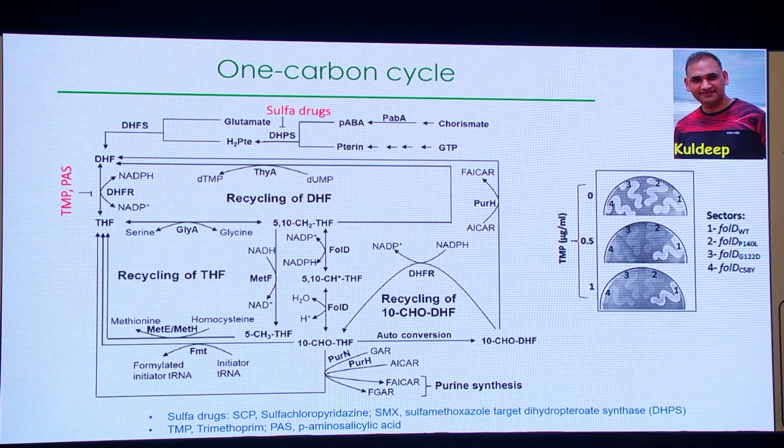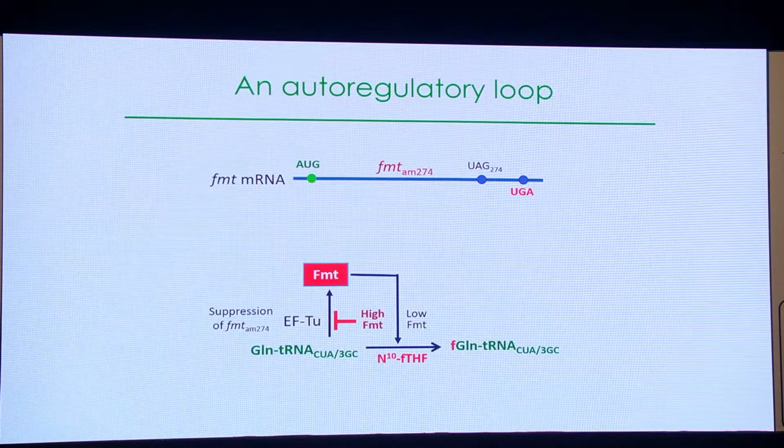Now, what we wanted to do, Kuldeep showed, was that if you actually have a fold D mutation, as shown here, at much less concentration of trimethoprim, you can actually kill the bacteria. This is the wild type bacteria growing happily with 1 microgram per ml trimethoprim, but fold D mutants are highly susceptible now to trimethoprim. So it's quite possible that if you have inhibitors of fold D, the old antibiotics can be revived.